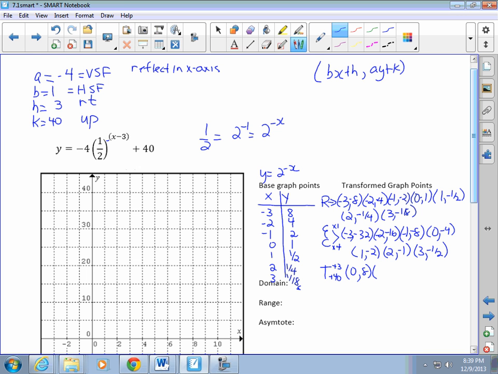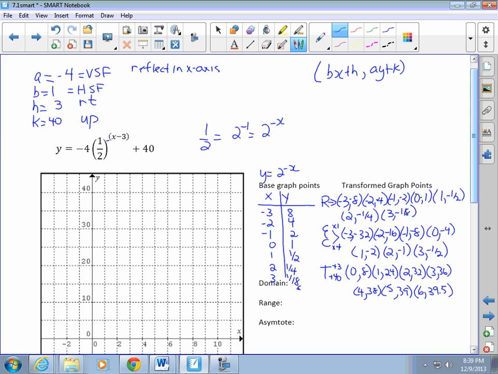-2 plus 3 is 1. -16 plus 40 is 24. -1 plus 3 is 2. -8 plus 40 is 32. 0 plus 3 is 3. -4 plus 40 is 36. 1 plus 3 is 4. -2 plus 40 is 38. 2 plus 3 is 5. 40 minus 1 is 39. And 3 plus 3 is 6. And -1/2 plus 40 is 39.5.